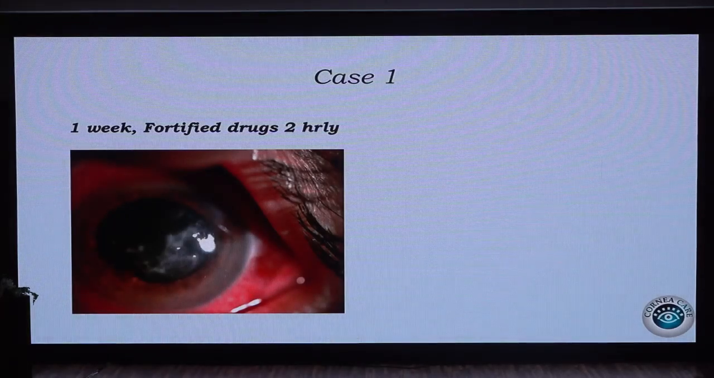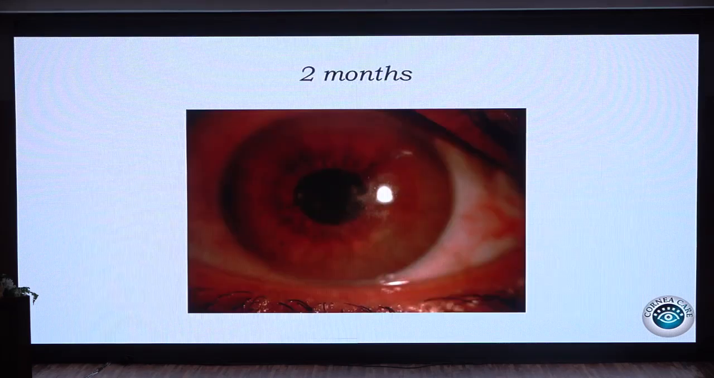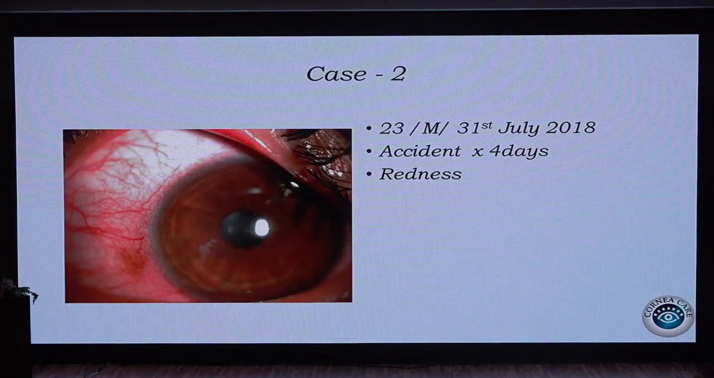This is how the patient looked at 1 week. At 2 weeks, when most of it has healed, we don't need to continue fortified. We can change to monotherapy also. And this is how the patient looked at 2 months. So the importance of cellular infiltration is that, suppose this is the patient who got injury post-accident.